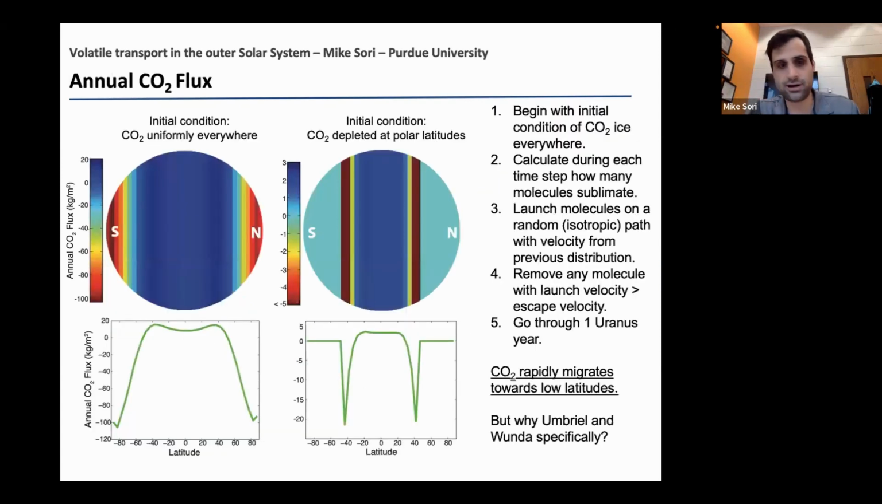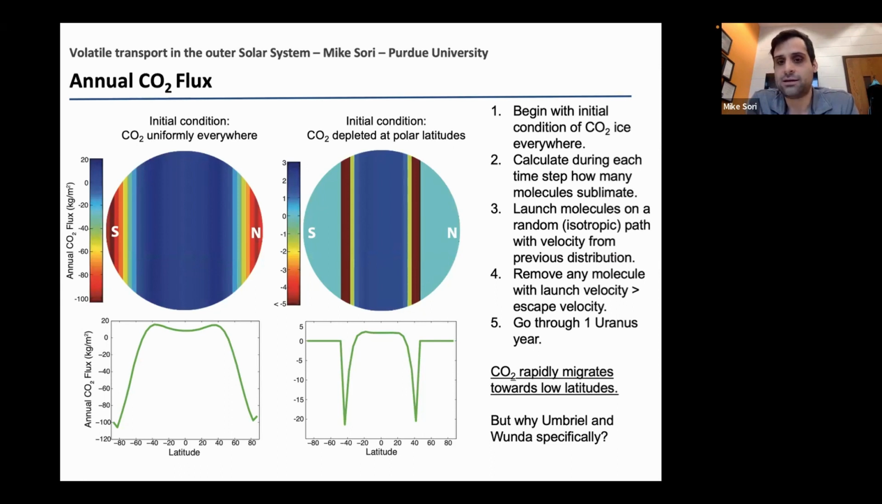So if you put this all together and you do it in a time-evolving simulation where you get CO2 molecules marching through time and you have time steps throughout a Uranian year, this is what the overall flux at different locations across Umbriel looks like. So remember, it's a high obliquity body, so I've put the north and south poles on the sides rather than the top and bottom. If you start with CO2 everywhere, that's the simulation on the left. Poles get depleted of CO2 pretty quickly. Low latitudes accumulate CO2 not as quickly as it's lost at the poles, but still net accumulation at low latitudes.